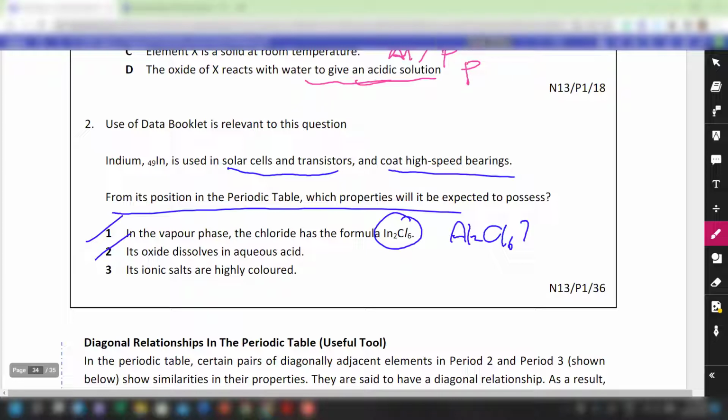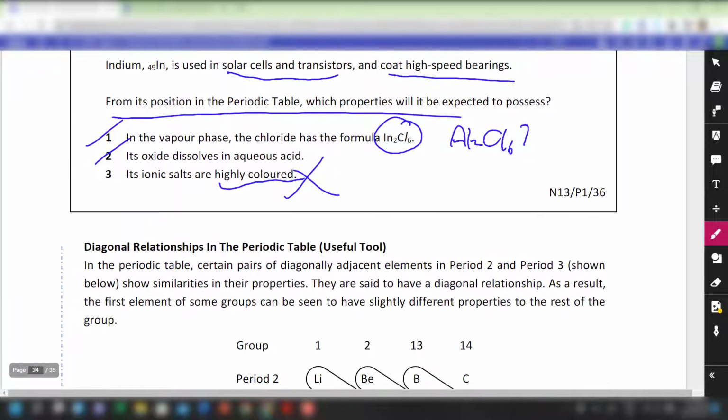Its ionic salts are highly colored. Okay, this is definitely nonsense, because highly colored salts are usually characteristic of transition metals. So this is not characteristic of group 13 elements. Therefore, I will only be picking options 1 and 2.